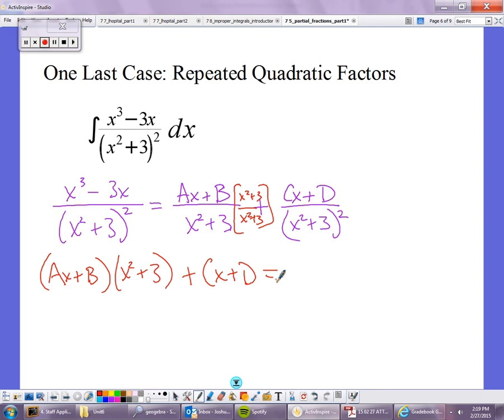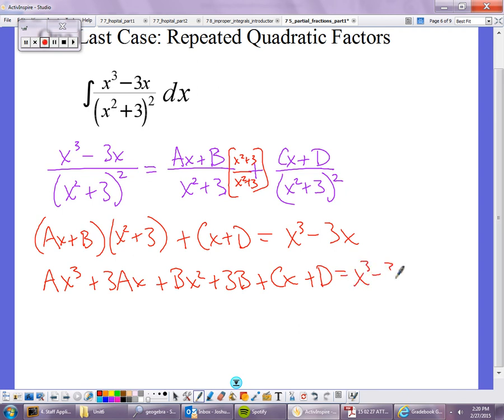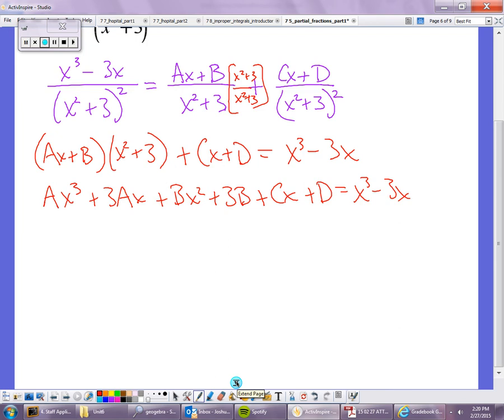And all that's going to eventually have to add up to our original numerator, which was x cubed minus 3x. Okay, go here and multiply this out. Ax cubed plus 3ax plus bx squared plus 3b plus cx plus d equals x cubed minus 3x. All right, now we're going to end up with 4 equations and 4 unknowns. It turns out it's not going to be quite as complicated as we think.